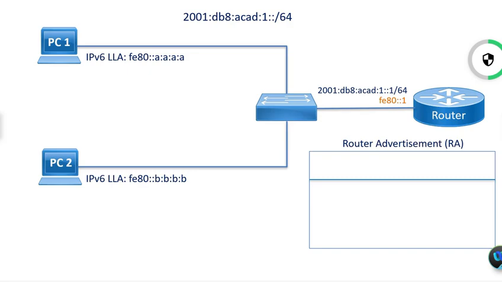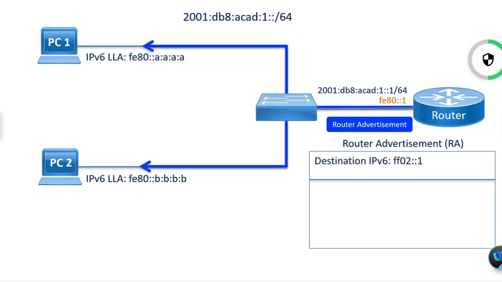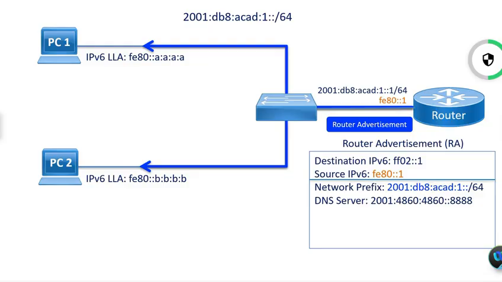Let's take a look at the RA message. A router advertisement message is sent to the all IPv6 devices multicast address FF02::1. The source IPv6 address of the RA message is the link local address of the router, in this case FE80::1. The RA message includes the network prefix and prefix length. This is the same network prefix as the router's global unicast address on this interface, a DNS server address, and one or more of the following configuration flags enabled.